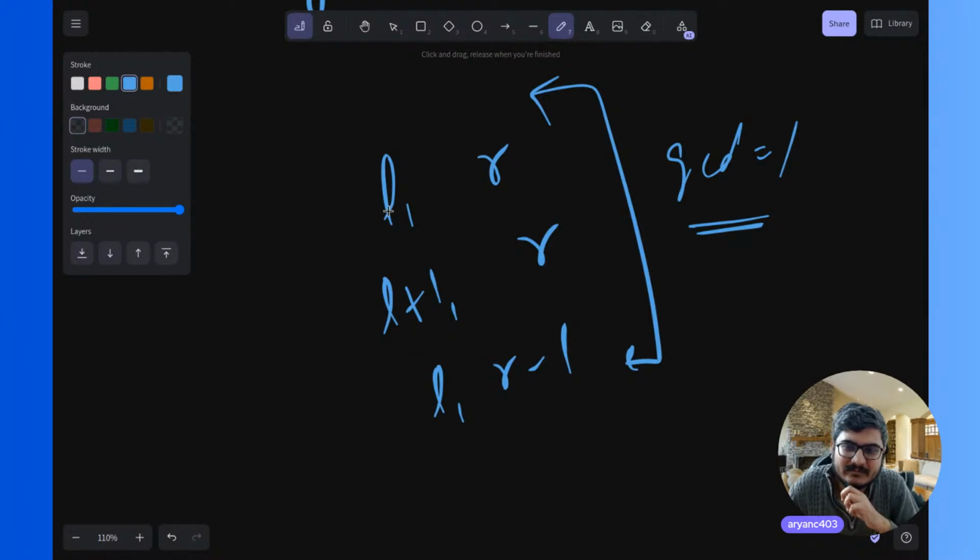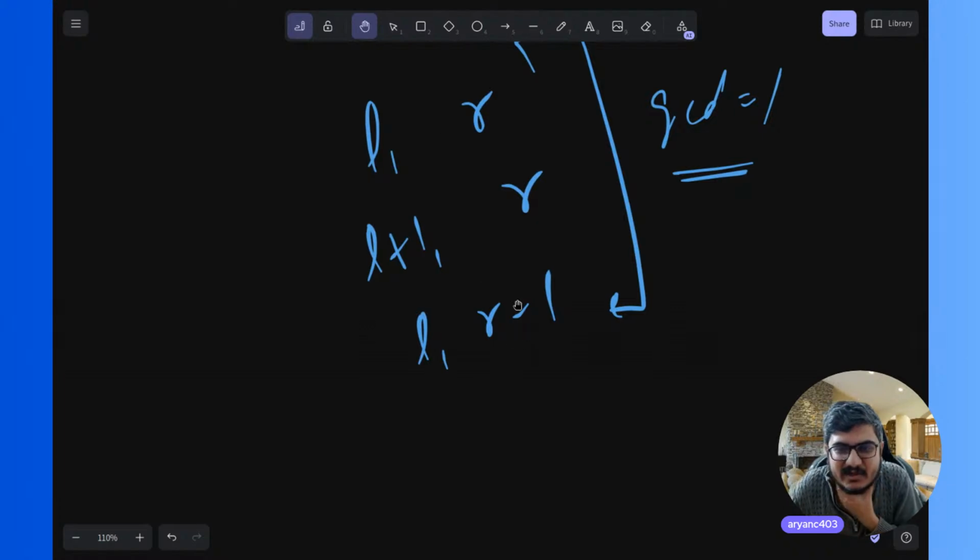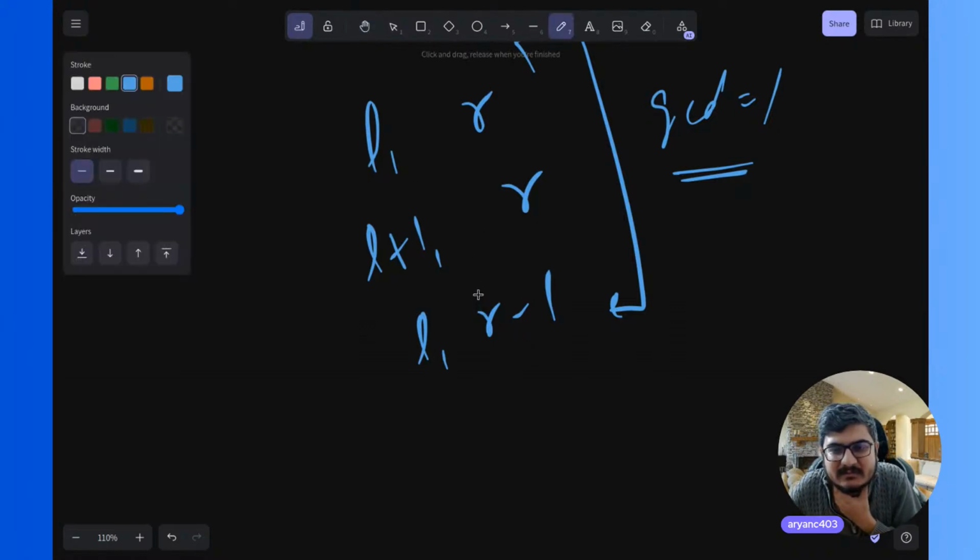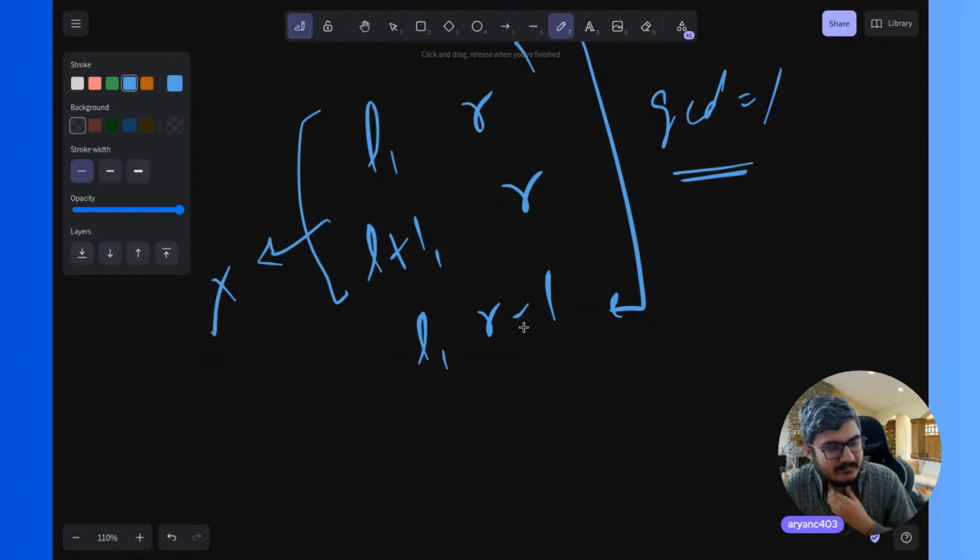So, GCD of all of these numbers would definitely be 1 here, right? We can definitely make these pairs wrong, but in that case, this might not be true.